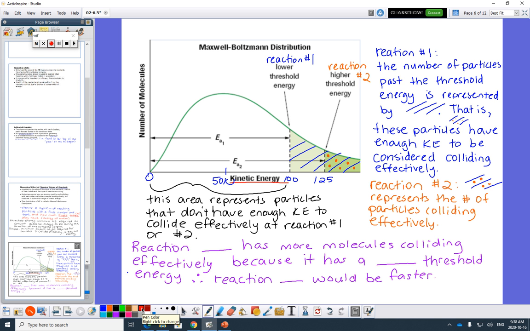So in the end, we need to take the idea about threshold energy and apply it to how fast the reaction is going to go. If a reaction has more molecules colliding effectively, which means more reaction is occurring, is the reaction going to go faster? Yes, of course it is.